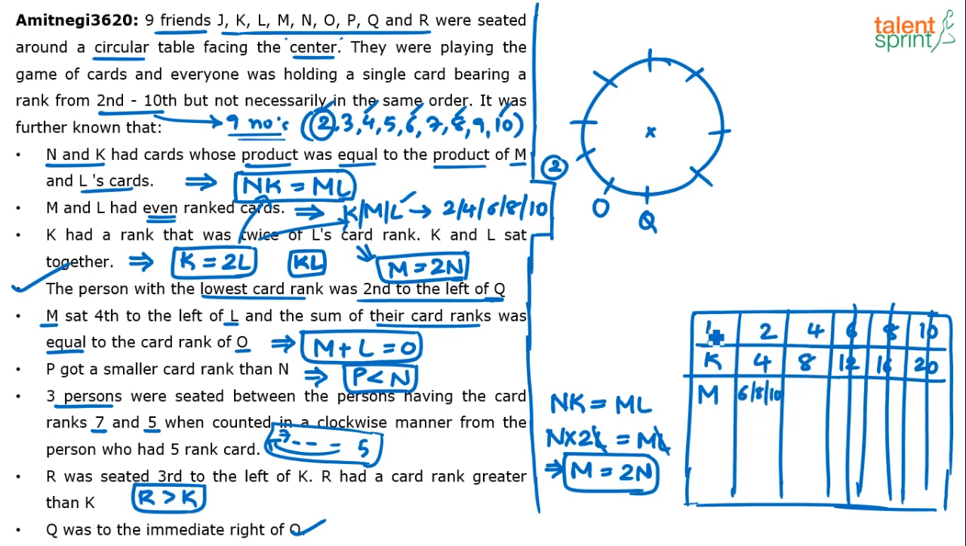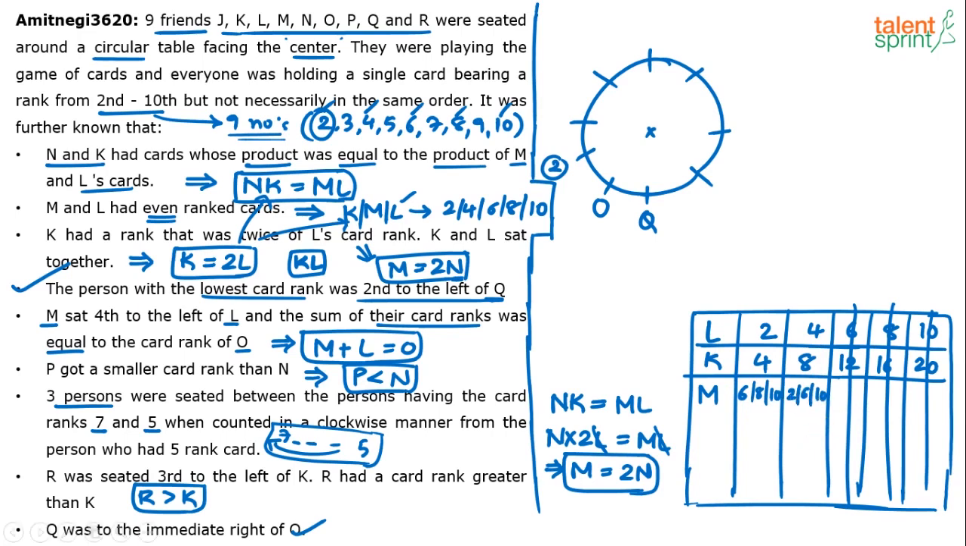Similarly, in the second case, L and K have taken 4 and 8. So what are the possible values of M? 2 or 6 or 10. You getting it? L is equal to 2, K is equal to 4. L is equal to 4, K is equal to 8. Accordingly, the values of M will be 6, 8, 10 here, and here the values will be 2, 6, 10.